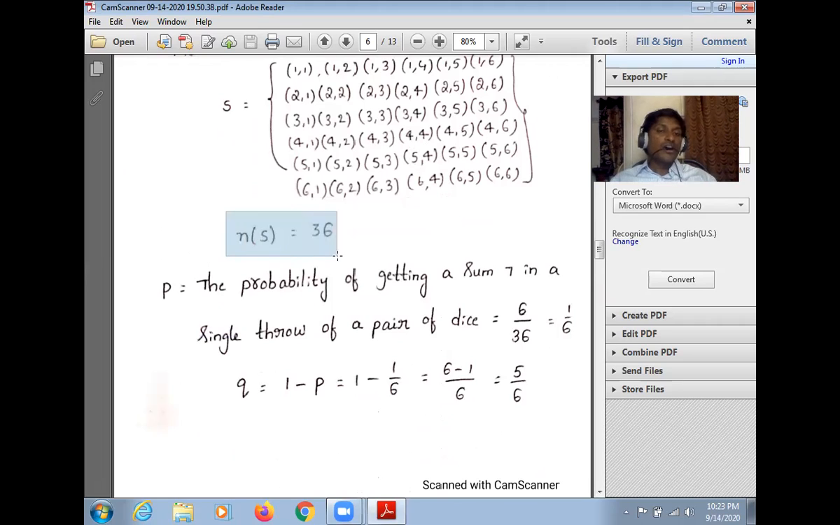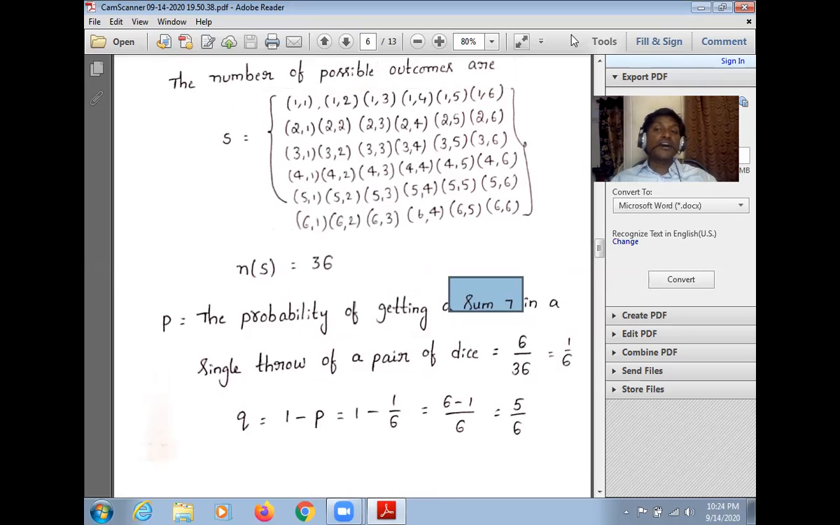Already we know the outcomes, how many outcomes are there? 36 outcomes. So for the denominator we wrote 36. But how did we get 6 here? What we mentioned here is the event: the probability of getting a sum of 7. So what are the possibilities for getting a sum of 7?